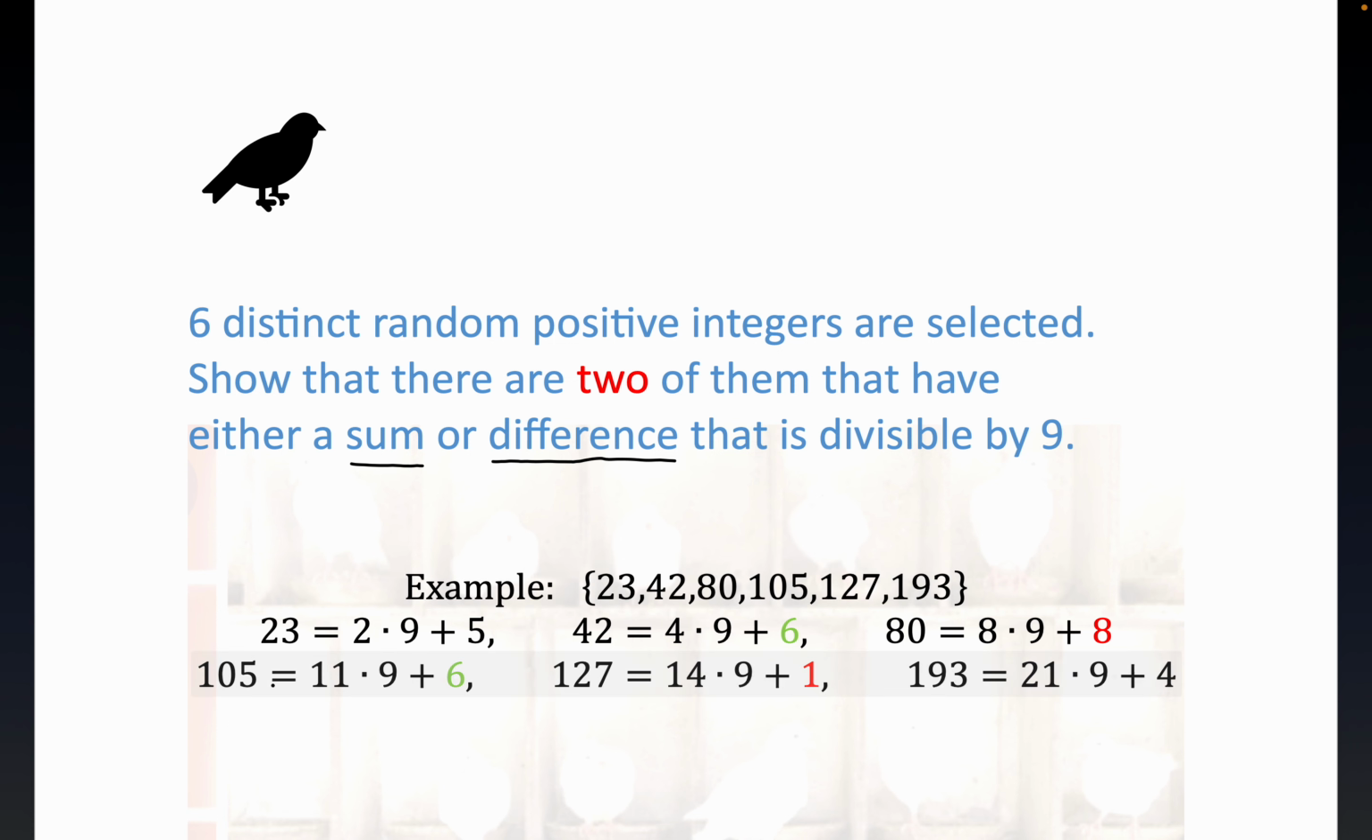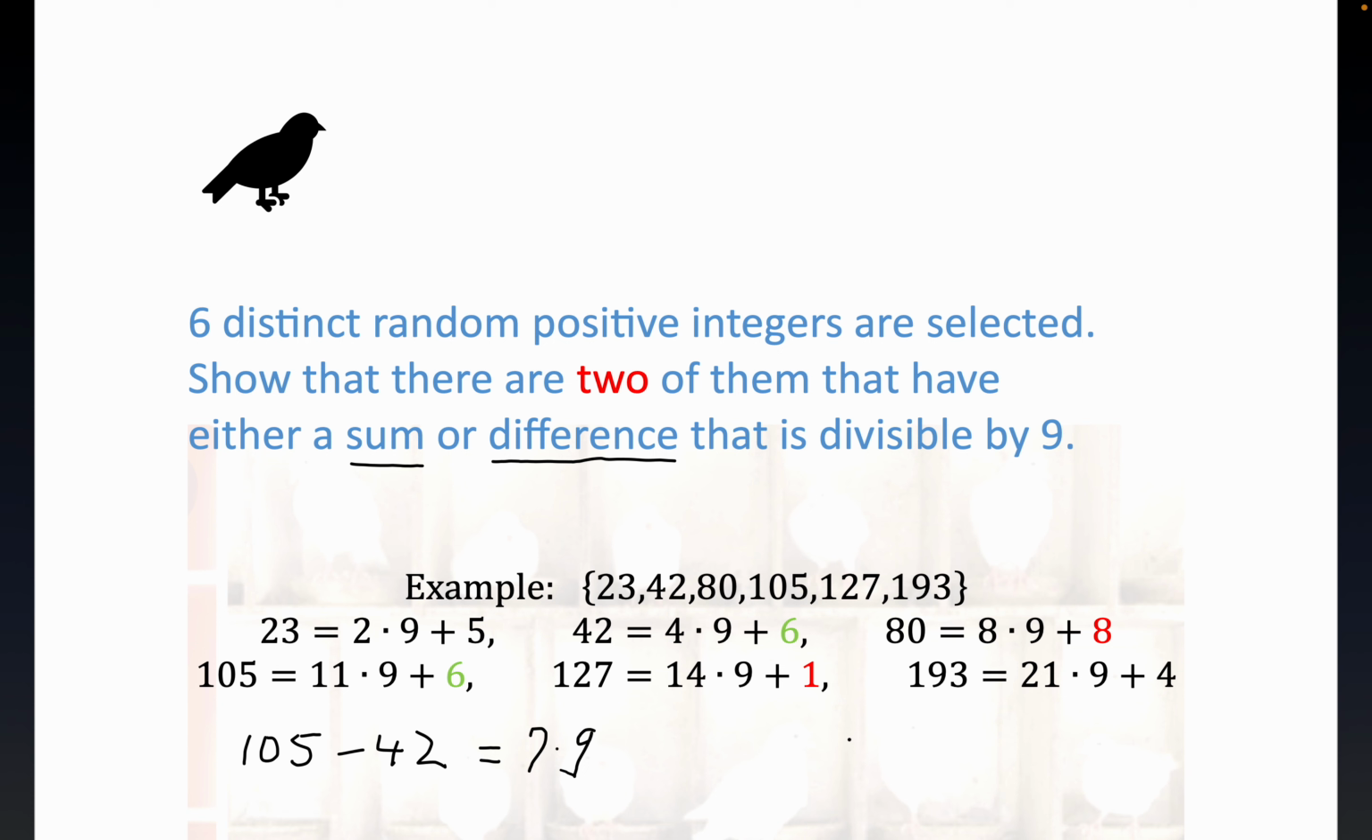And notice if you take a look at the 105 and the 42, I've written them down in quotient 9 remainder form. Notice that for the difference, 105 minus 42, they both have remainders of 6, which is crucial to the way this proof goes. Just by the form alone, the remainders cancel, right? And you'll have 11 minus 4 times 9. So that's equal to 7 times 9. We don't even have to say that's equal to 63, right? It's a multiple of 9. We have a difference that is a multiple of 9 from 6 randomly selected numbers.